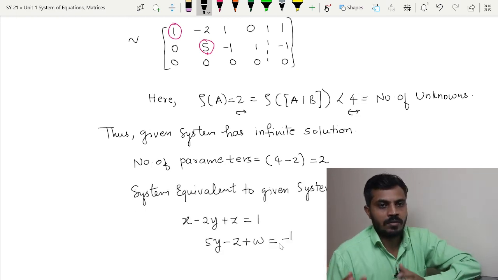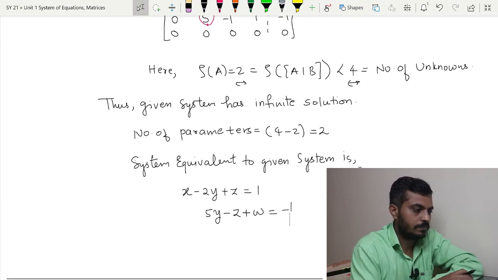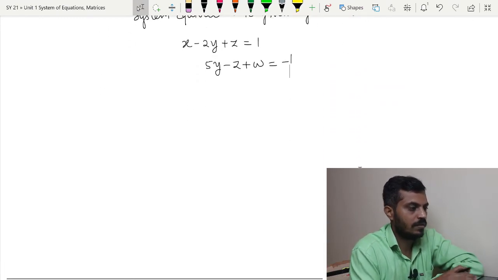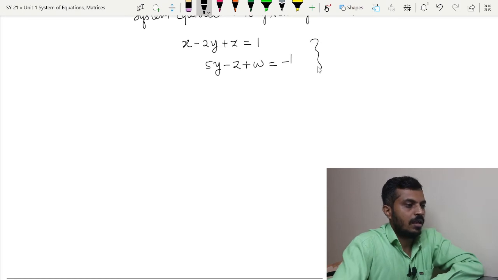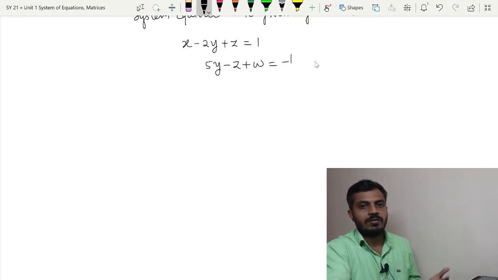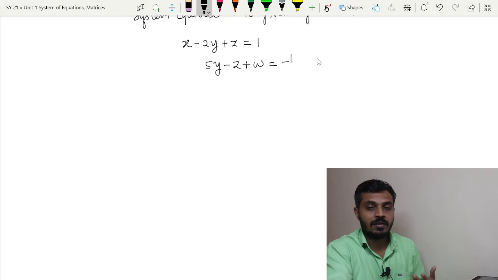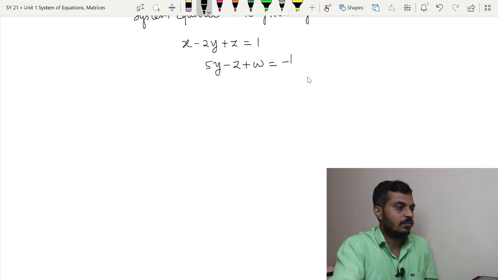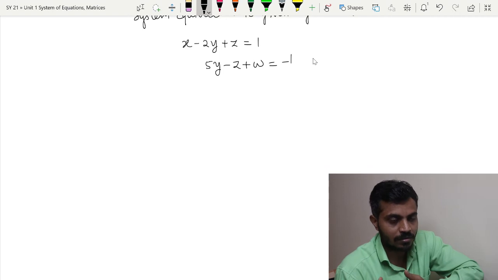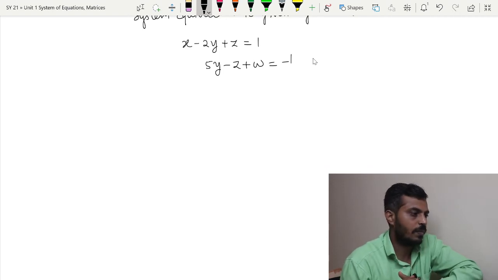Yes, now since I have written the equivalent system, if you see this system properly, we have to use parameters for 2 variables. So, the question is, which variables should we use them for? Let us choose the variables for which we are going to use the parameters. We have to pick 2 variables here, not 1, just keep that in mind.